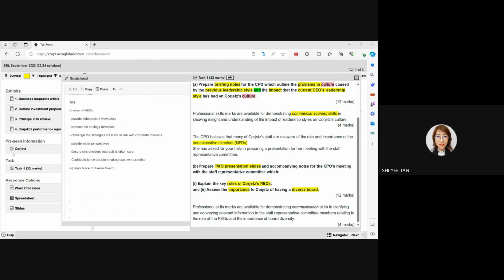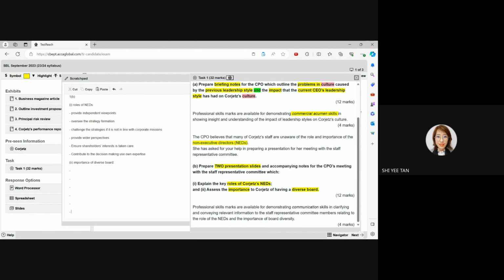If you have points you want to share with your friends, no problem. Just like your friend, you can post in the chat box, right? So we learn from each other. That is how a study group works. So why is having a diverse board so important? This one I learned before, so I leave it to you.